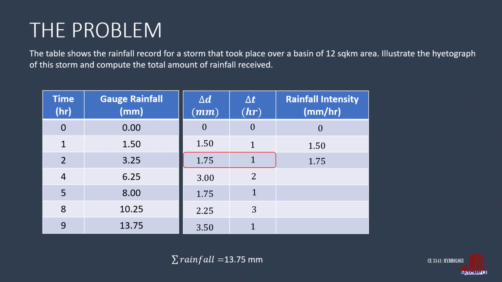Then 1.75 over 1 is still 1.75. 3 over 2 is 1.5. And also 1.75 divided by 1 is still 1.75. Followed by 2.25 over 3, giving 0.75. Then lastly, 3.5 over 1 is 3.5.